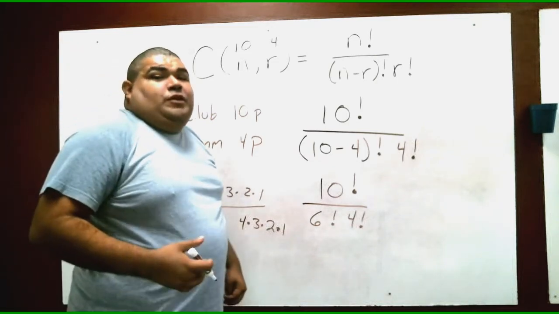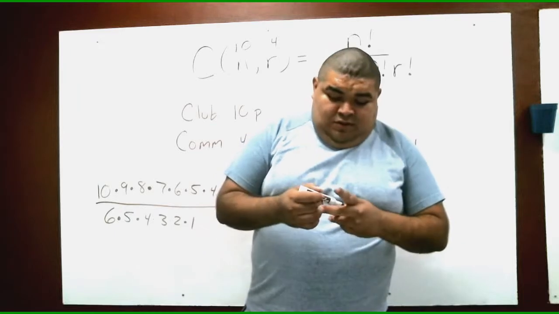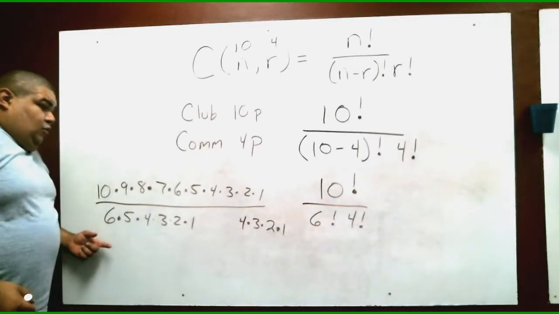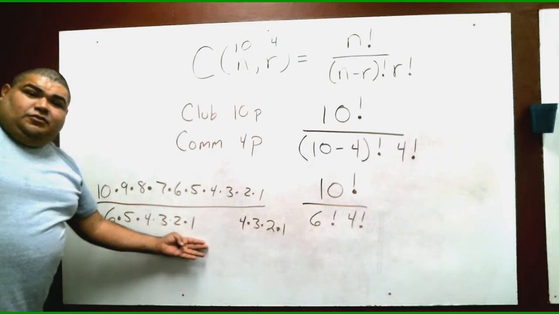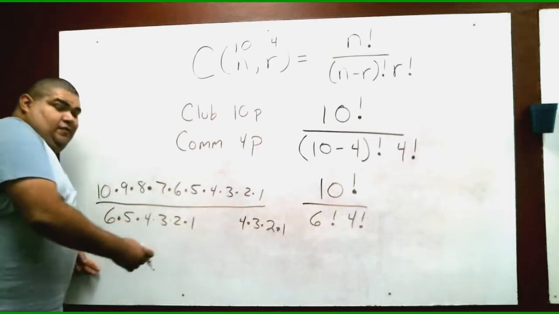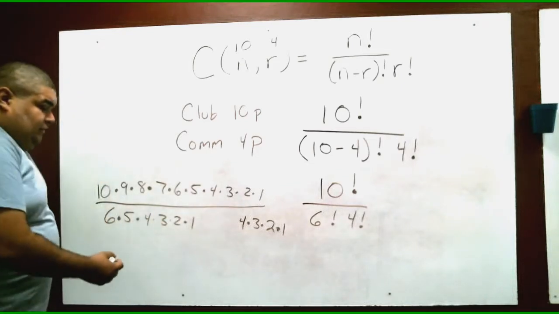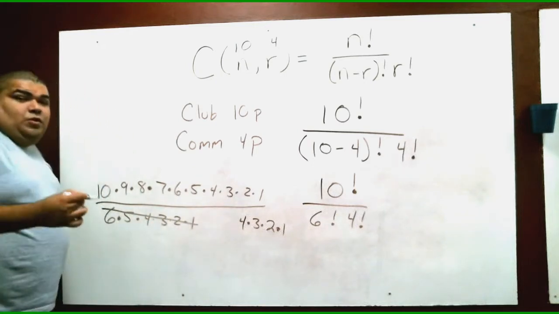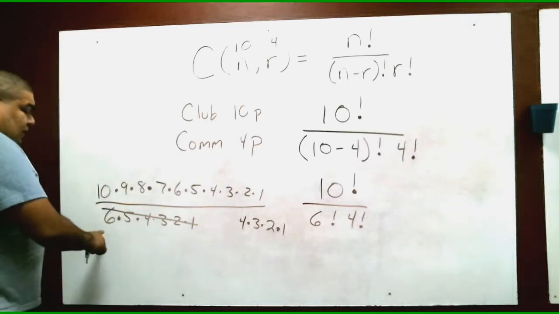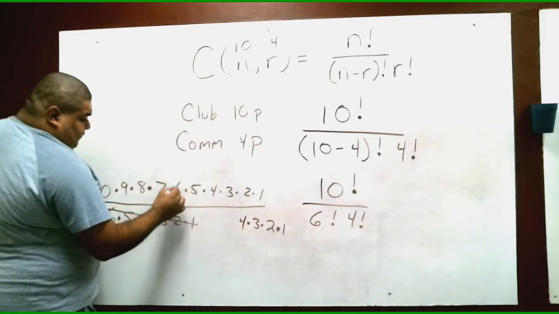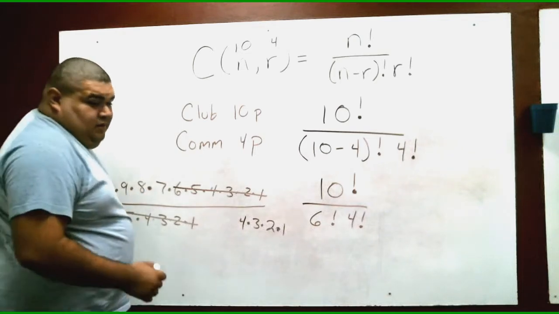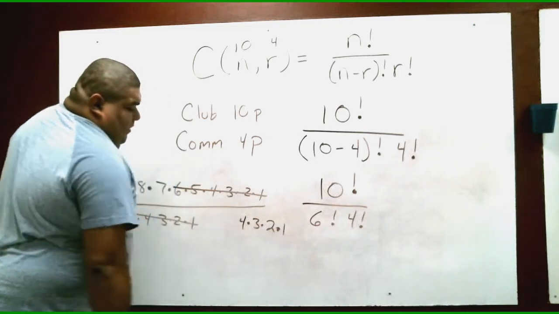What we're going to do is make it easy on ourselves. So we're going to cancel out as much as we can. Notice which one's bigger on the bottom, the 6 to the 1 or the 4 to the 1? The 6 to the 1, right? It's bigger, more numbers to cover. We're going to cancel out all the way from 6 to 1. Whatever we do on the bottom, we have to do on the top. So we cancel all the way from 6 to 1 on the top. We're left with 10, 9, 8, and 7. We're also left with 4, 3, 2, 1 on the bottom.